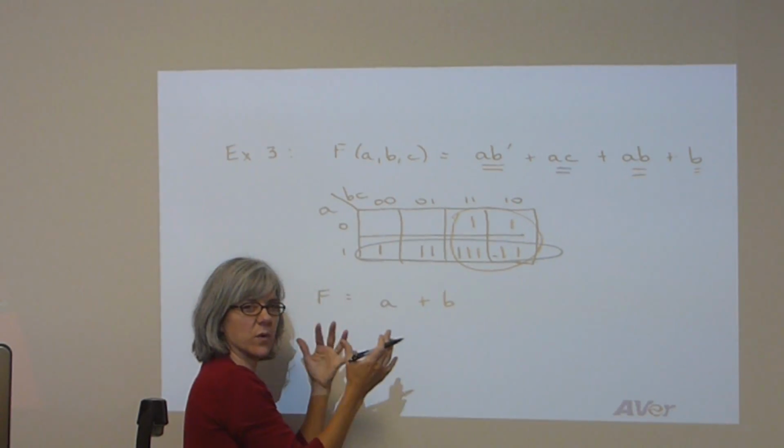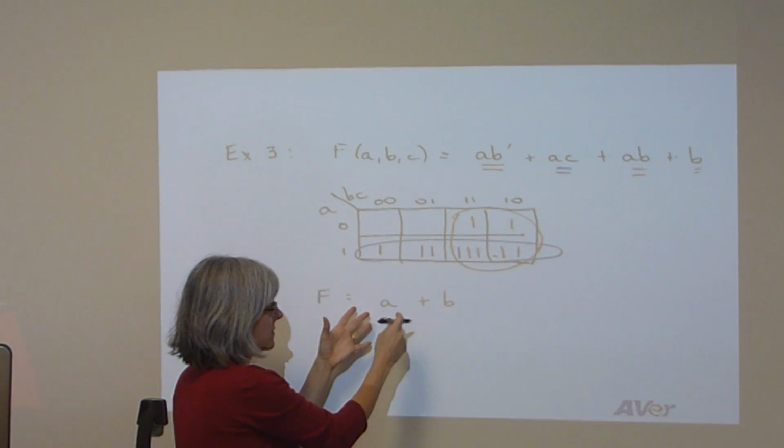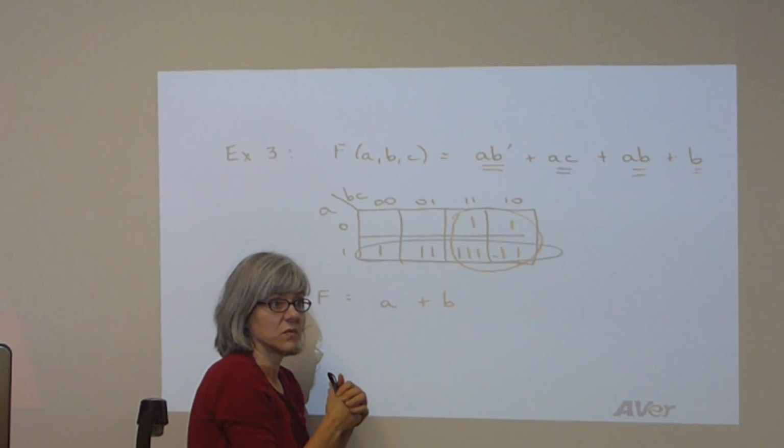Okay, so that's kind of how we work with K-maps: the only thing that gets a variable is the thing that doesn't change.